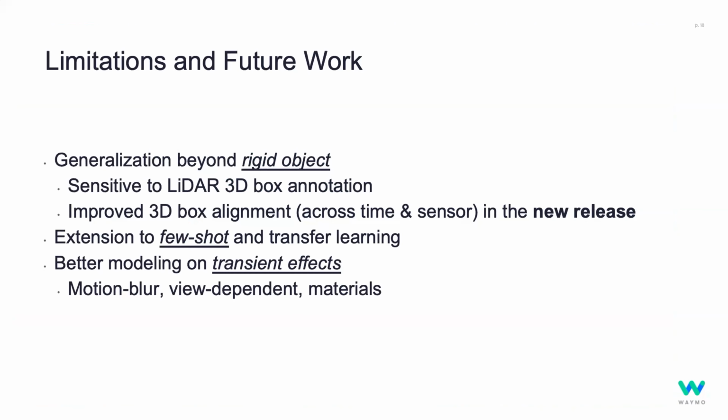So you have seen the talk and all the results. I think there are certain limitations of the work, especially that currently we see some generalization issues beyond rigid objects. The model is also sensitive to the LiDAR 3D bounding box annotation. It's also an interesting question how we can extend to few-shot, and how to better model the view-dependent aspects.